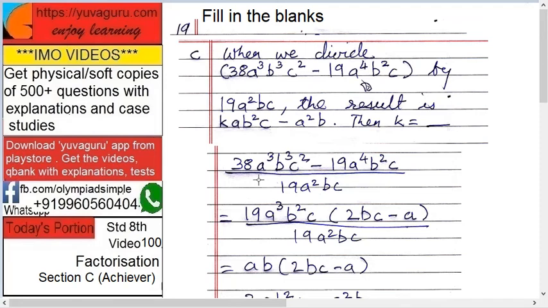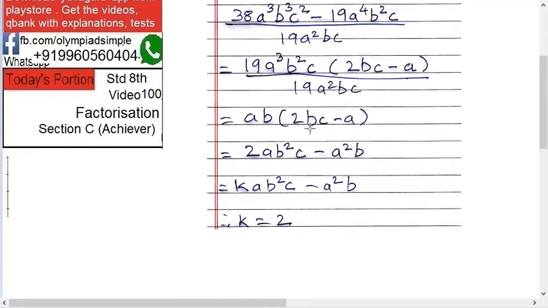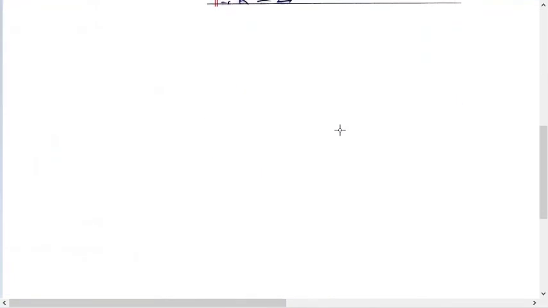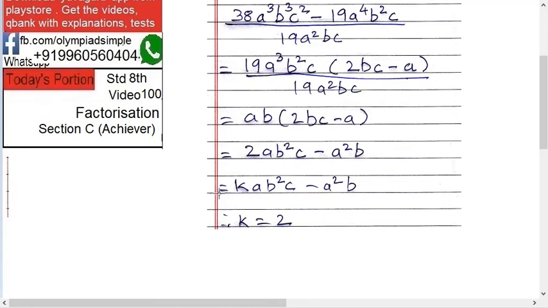38 and 19. You can immediately see the factors. So take 19 a cube b square c common. Okay. And what remains? 2bc minus a upon 19 a square bc. Okay. Cancel this. What remains? ab only. Equals ab into 2bc minus a. Again solve the bracket. 2ab square c minus a square b. But what is given? k ab square c minus a square b. So that's why this expression will be equal to k into ab square c minus a square b. So k equals 2. That is the required answer.